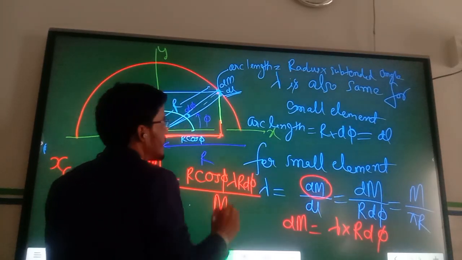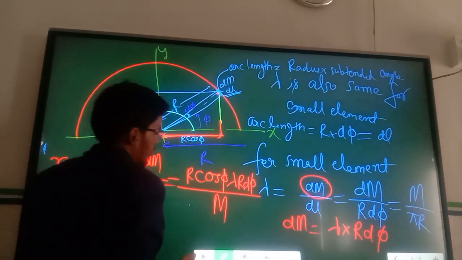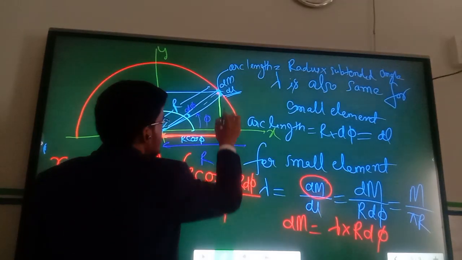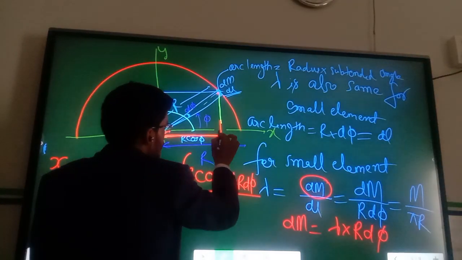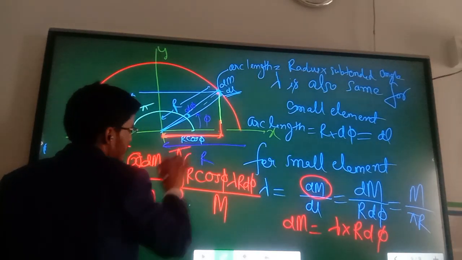Actually, if we integrate the small particle, then we get the complete semicircle. So we integrate this element, which varies from 0 angle to pi angle. So here we take 0 to pi angle.